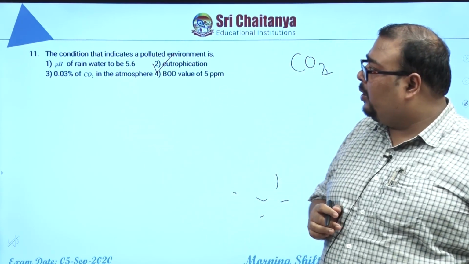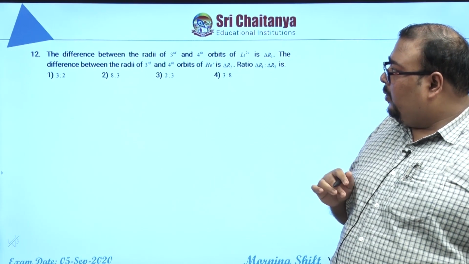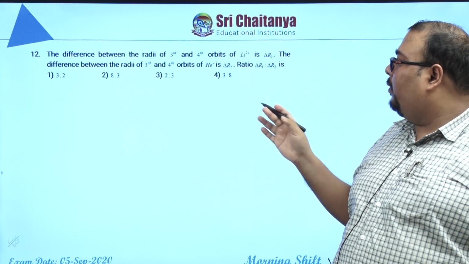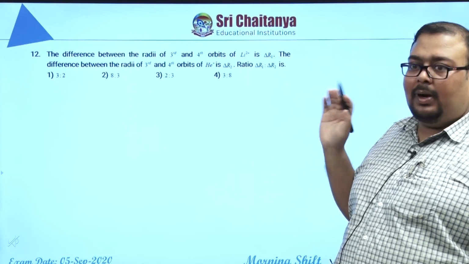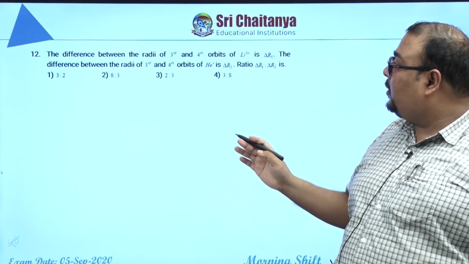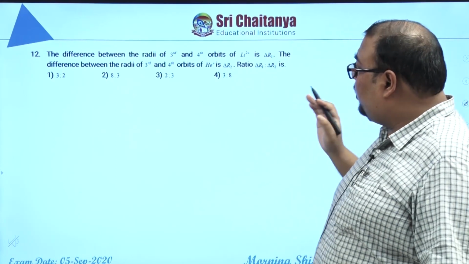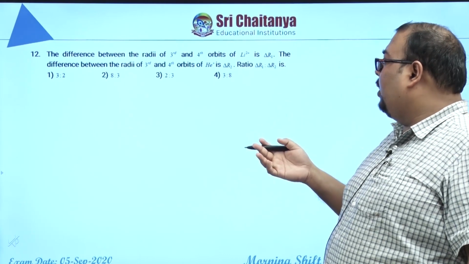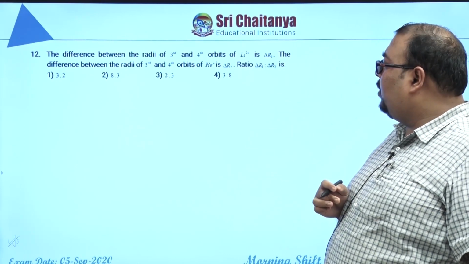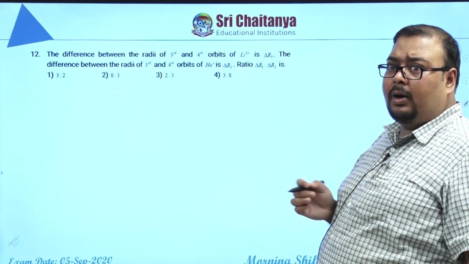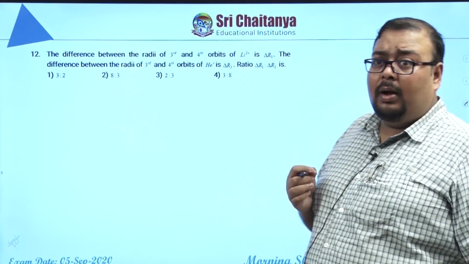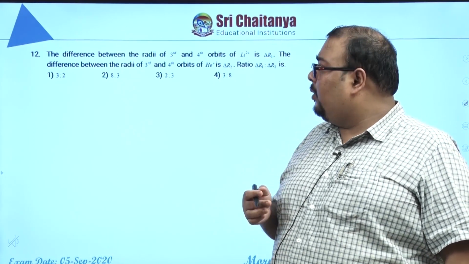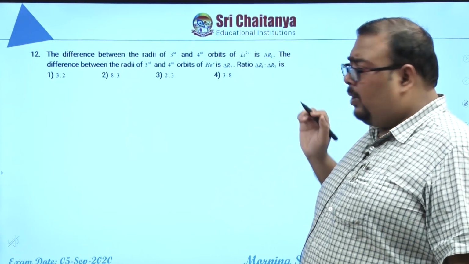Okay, so next is question number 12. Question number 12 says that the difference between the radii of third and fourth orbits of Li2+ is delta R1. The difference between the radii of third and fourth orbits of He+ is delta R2. Then what will be the ratio of delta R1 to delta R2? Now this is a question which is related to Bohr's model of atomic structure. So let us do this question.